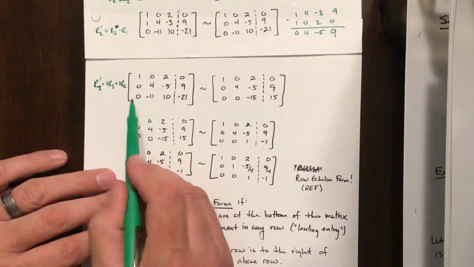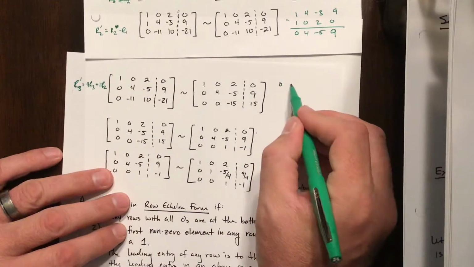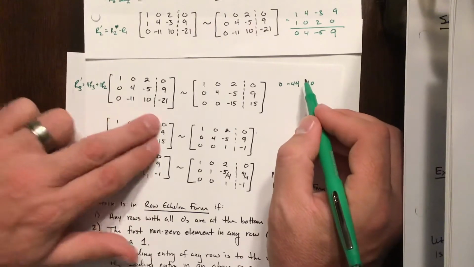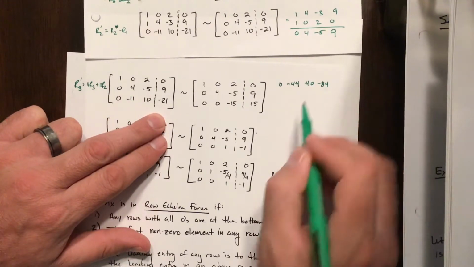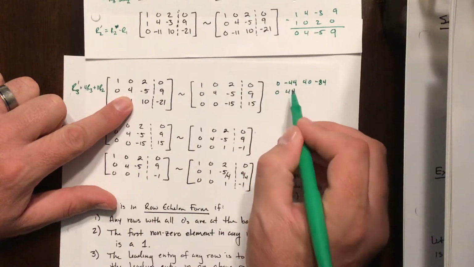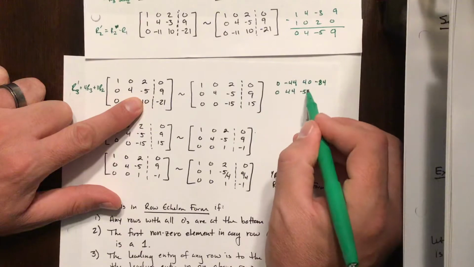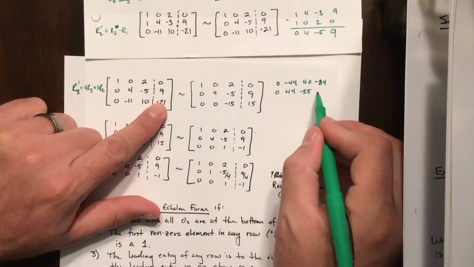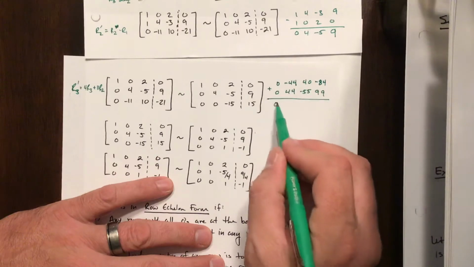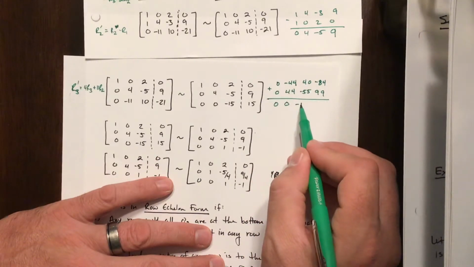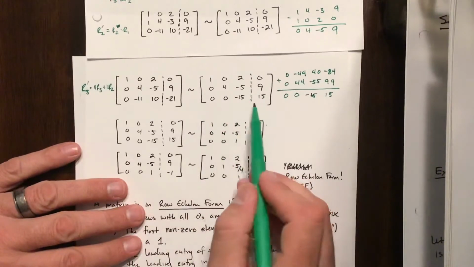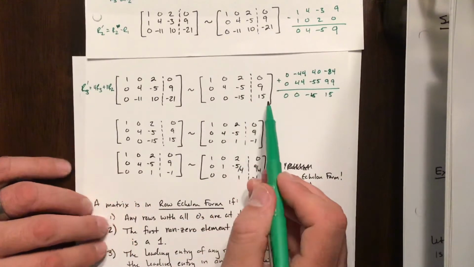So if I multiply row 3 by 4, I get 0, negative 44, multiplying by 4 now, so that's 40. And I'm multiplying by 4 now, so that's negative 84. And I'm multiplying row 2 by 11, so that's 0, 44, 11 times negative 5, so that's negative 55. And 9 times 11 is 99. Okay, and I'm going to add that together. What do I get? I get 0 and 0 and negative 15, and negative 84 plus 99 is positive 15. So that is my new row 3, and there it is, 0, 0, negative 15, and 15.